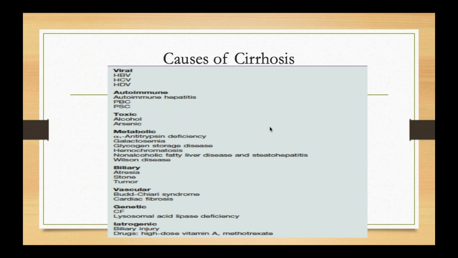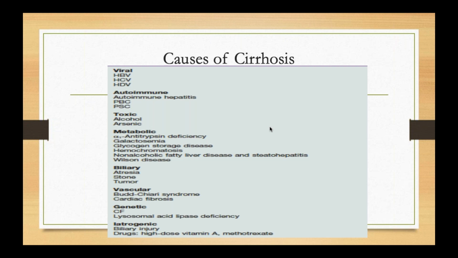Okay. Next comes autoimmune etiology. Patients can have autoimmune hepatitis, primary biliary cholangitis, or primary sclerosing cholangitis. PBC earlier was termed primary biliary cirrhosis; now it is primary biliary cholangitis, just a change of name. The most common cause in our setup, and all over the world, is alcohol. 10% of chronic alcoholics develop cirrhosis.